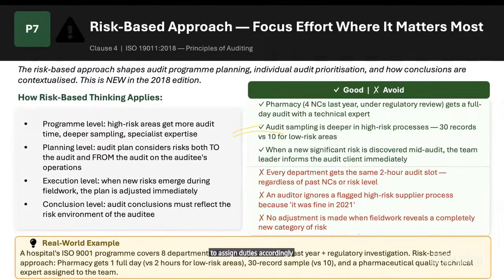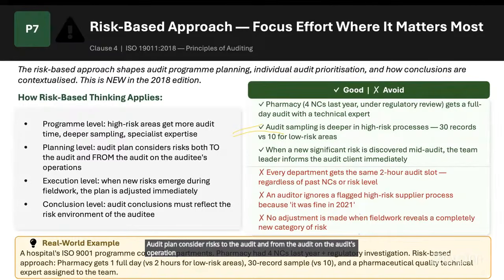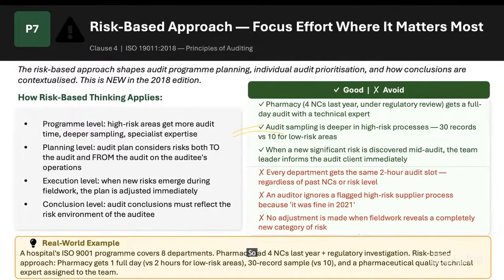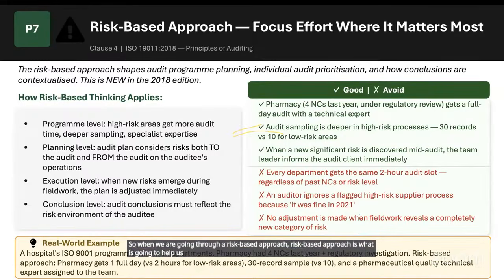At planning level, the audit plan considers risk to the audit and from the audit on the auditee's operation. At execution level, when new risk emerges during fieldwork, the plan is adjusted immediately. And at conclusion level, audit conclusion must reflect the risk environment of the auditee. So a risk-based approach is what is going to help us to assign more responsibility, more audit time, and audit resources to an area that we know that whenever the risk in that area crystallizes, it could cause higher damage to the organization.